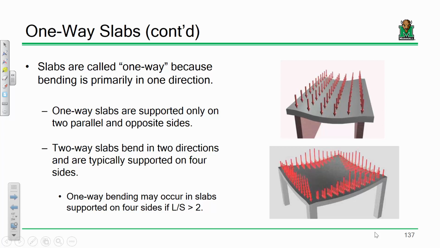There are some ACI methods that make two-way slab design a little bit easier, but in order to walk, you got to crawl first. So we're going to do one-way slabs. Now, are two-way slabs used all over the place? Oh yeah, they are used quite a bit.